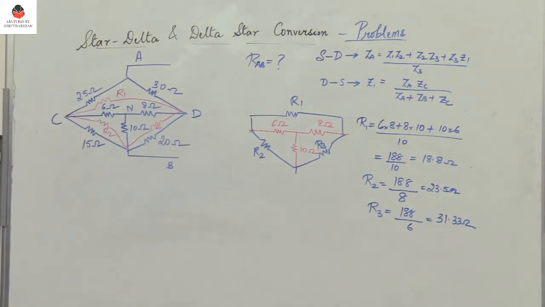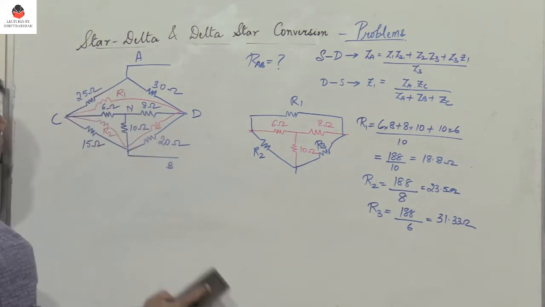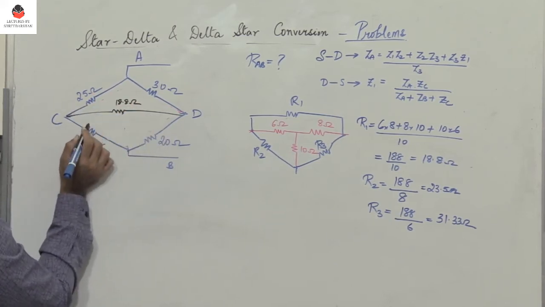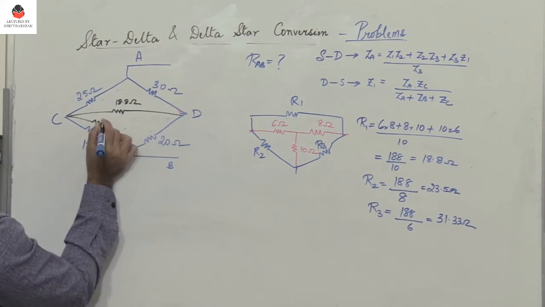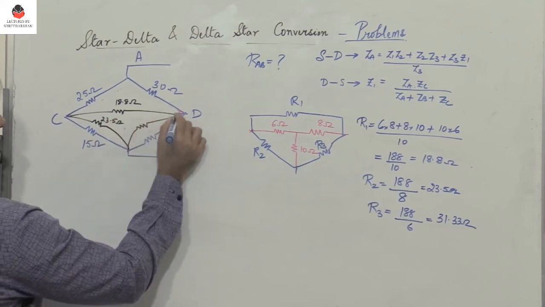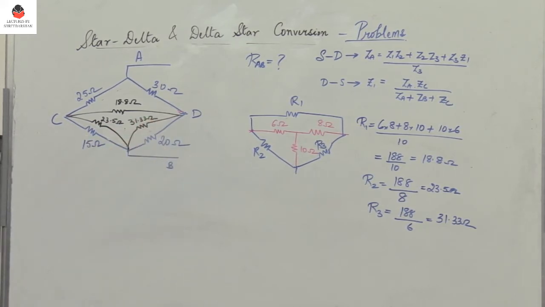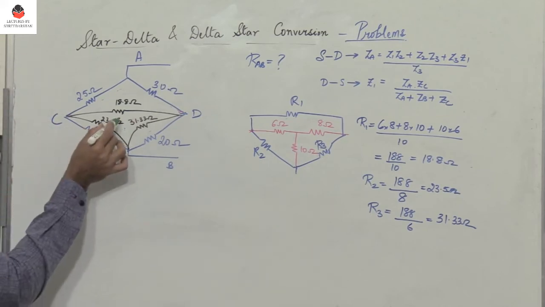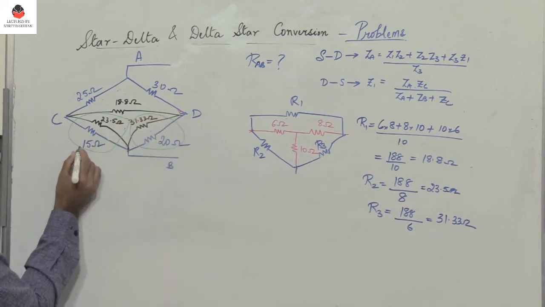Right? So now replace these three resistors, that is the star network, by the delta network. So you have 18.88 ohm between C and D, and then R2, which is 23.5 ohm, and then you have 31.33 ohm. Right? So observe here that these two resistances are in parallel. So these two are in parallel, and these two again are in parallel. So we can find the parallel resistance.